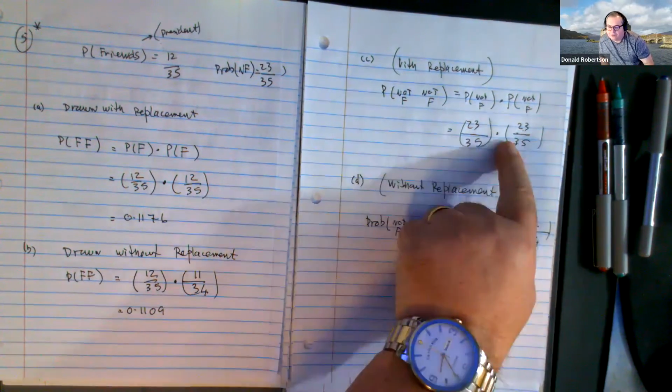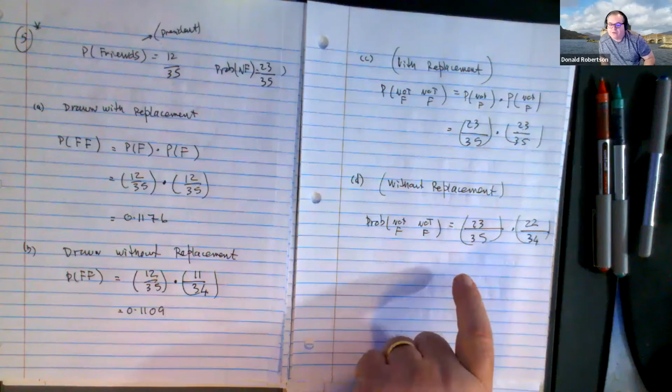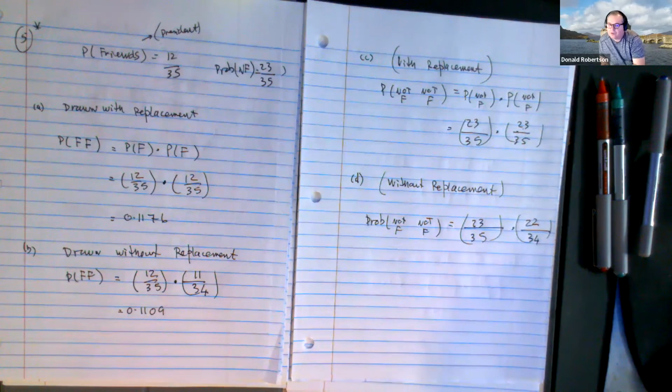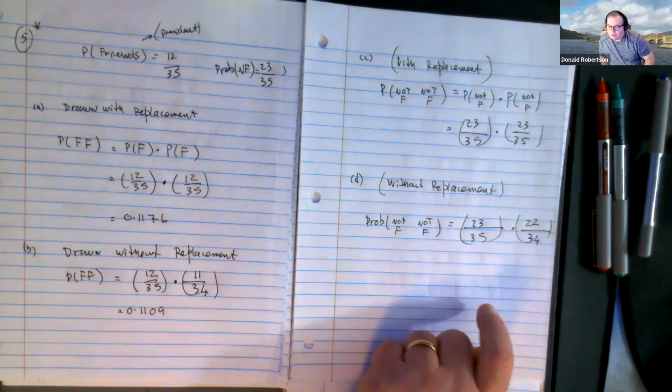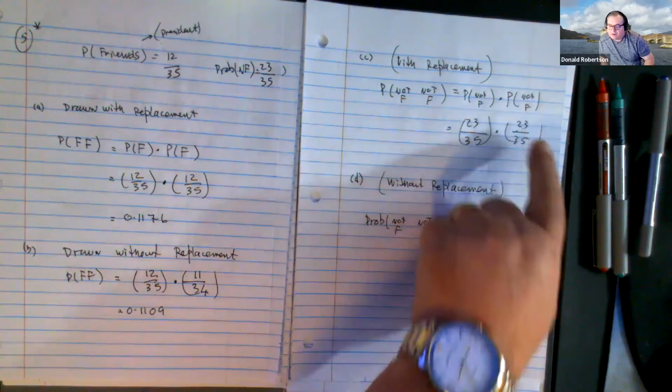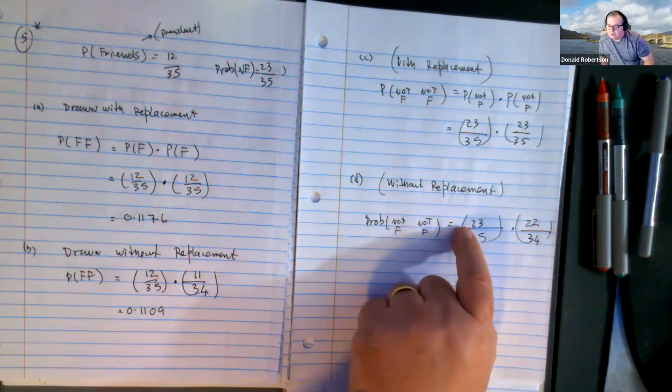Now you multiply those to get this answer. Do you see the difference to a probability of two events happening? With replacement, the numbers don't change, right? They're the same number forever. Without replacement, they do change.